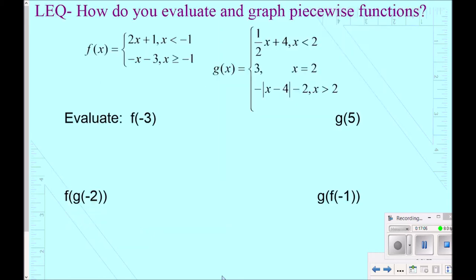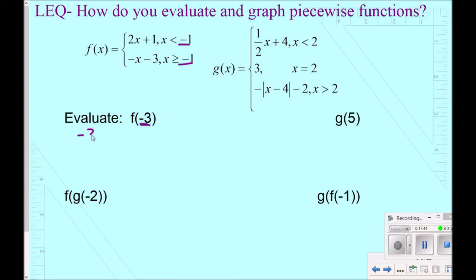Okay. Now, we're going to use the same functions, but rather than graph them this time, we're going to evaluate them. So think about what that means. First of all, f of -3 means I'm looking at the f function, and I'm inputting -3. So I'm ready to input -3, but there's two different equations. So the question becomes, do I input it in the top or the bottom? Well, that's for us to figure out. So what I have to do is compare my input, -3, to the numbers that they have listed here. So I have to ask myself, is -3 less than -1 or greater than or equal to -1?